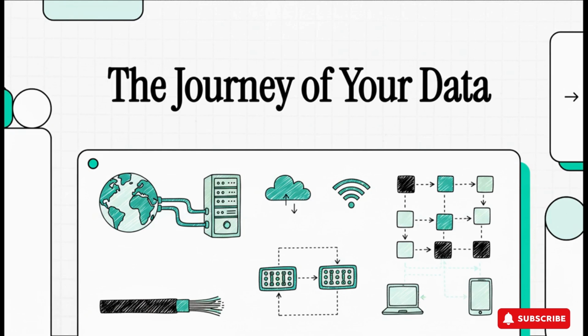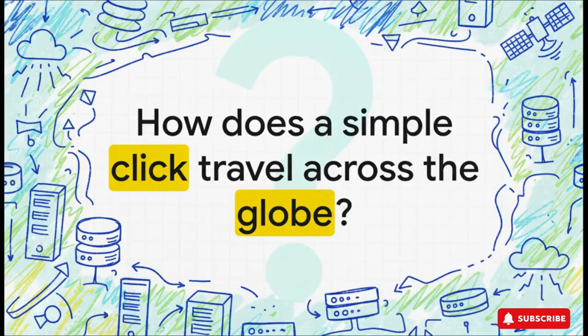So today, let's pull back the curtain and demystify that incredible journey your data takes every single time you go online. So yeah, that's the big question we're tackling. How does one simple click, just one little request for a web page or a video, manage to find its way through this global maze of wires and waves, get to a server maybe thousands of miles away, and then come all the way back to your screen in like the blink of an eye? It's wild. Let's trace that exact path, starting right from the ground up.